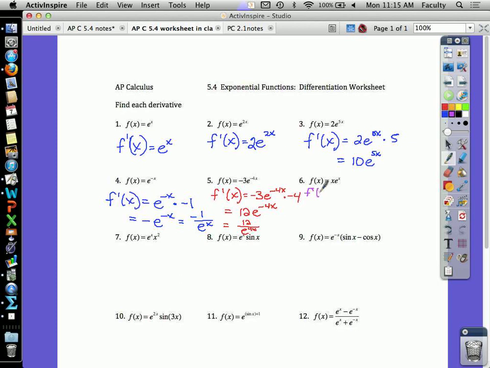So here we go. This is going to be e to the x times the derivative of the first plus the first times the derivative of the second. So this is e to the x plus x e to the x. This is a correct answer. I will tell you though, on the AP exam, oftentimes they will factor out that e to the x. So I just want you to be comfortable.